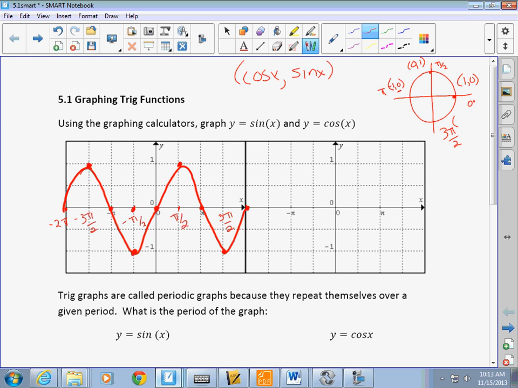So at 3 pi over 2, which is right here, my cos x value is 0 and my sine x value is negative 1. So at 3 pi over 2, my graph should be at negative 1. And it is. And then back up at 2 pi, it needs to be back at 0. And it is.